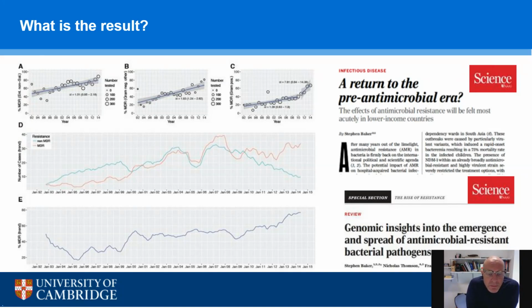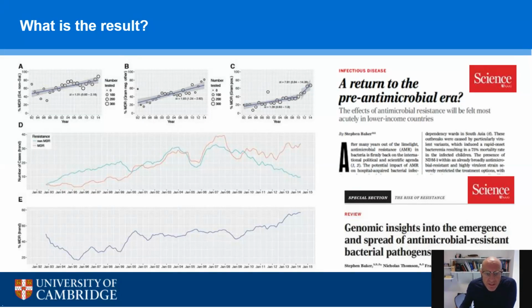So looking at the proportion of organisms that were multidrug resistant, resistant to 3 antimicrobial classes or more, or non-MDR, so less than that or susceptible. And you can clearly see with the different groups of organisms, so gram-negative bacteria, gram-positive bacteria, and others, over that period of time, they all increased significantly during that period.